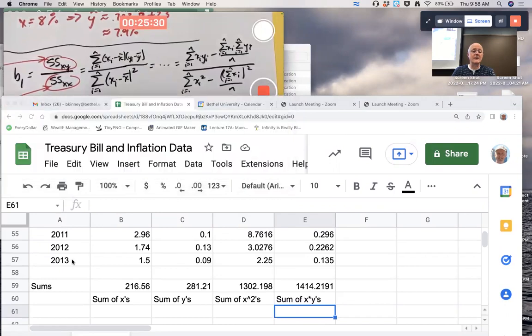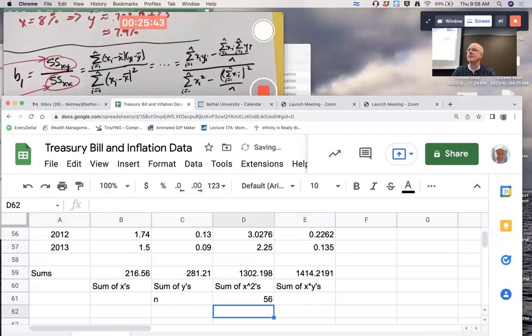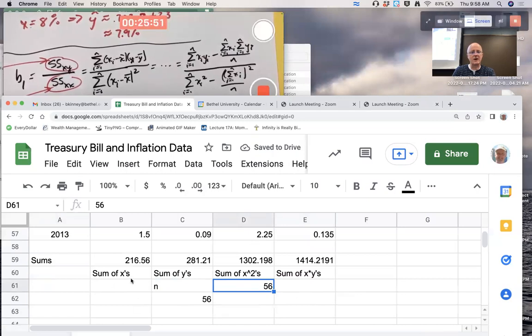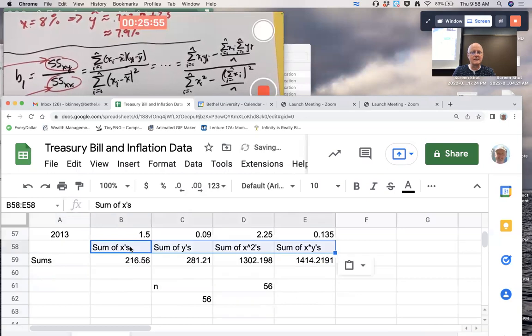How many numbers are there? What's n? Well, the last data point is in row 57 in the spreadsheet, and the first data point was in row 2. So there's 56 numbers, n is 56. Maybe I should put these things above that.